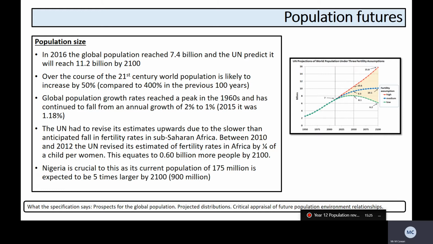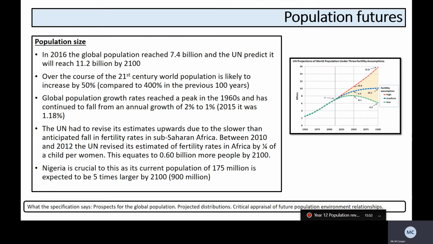Over the course of the 21st century, world population is likely to increase by 50%. But you've got to bear in mind that the percentage change in the previous 100 years was 400%. So global population growth rates reached a peak in the 1960s. Annual growth has continued, but at a lesser rate, falling from 2% to 1%. In 2015, it was 1.18%.